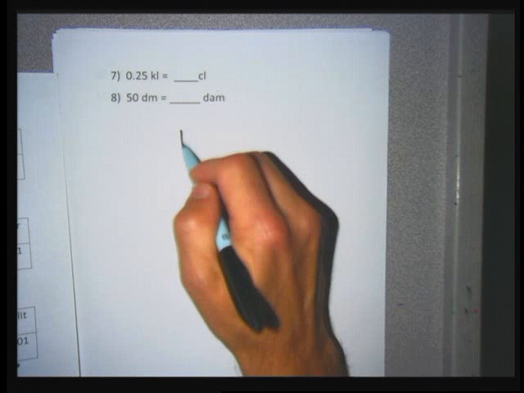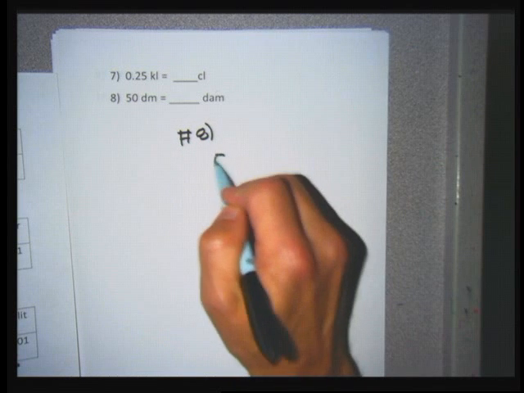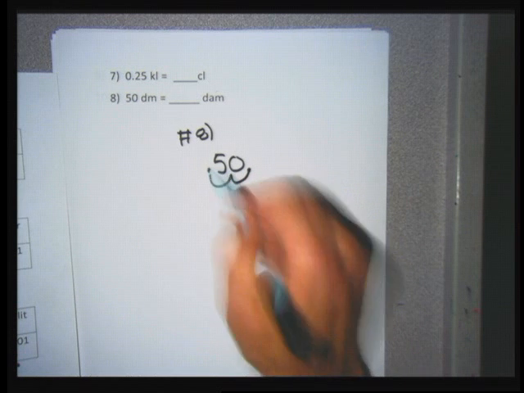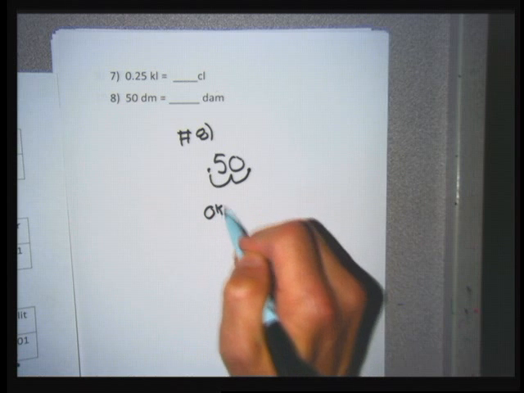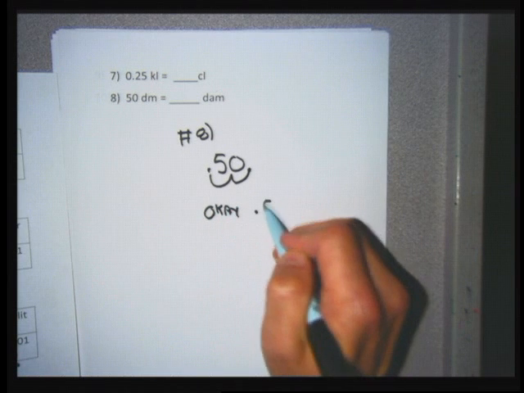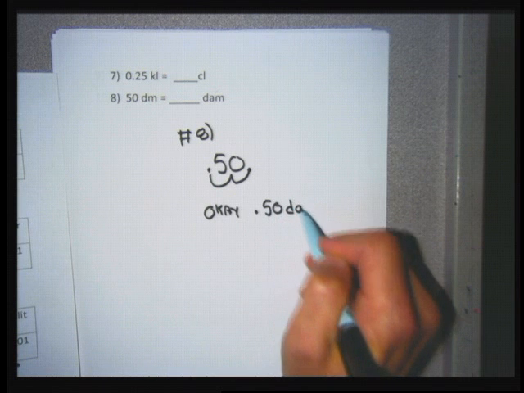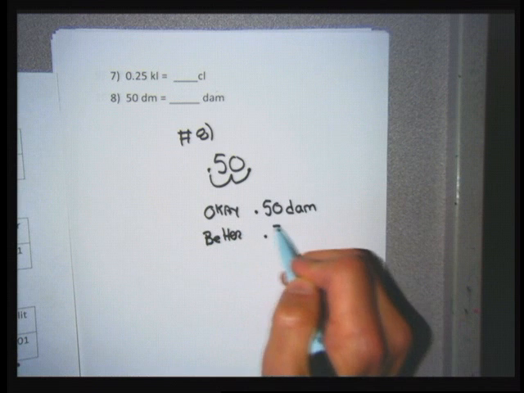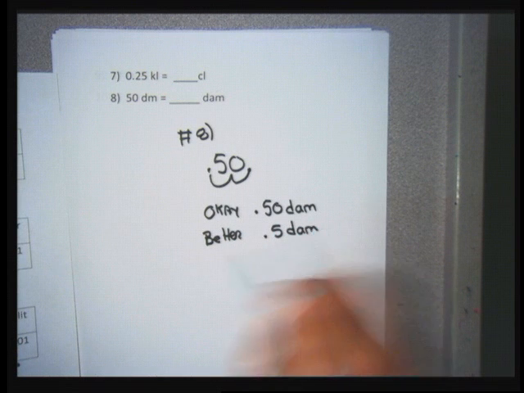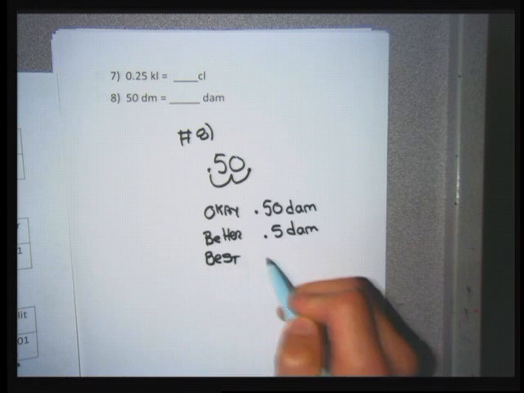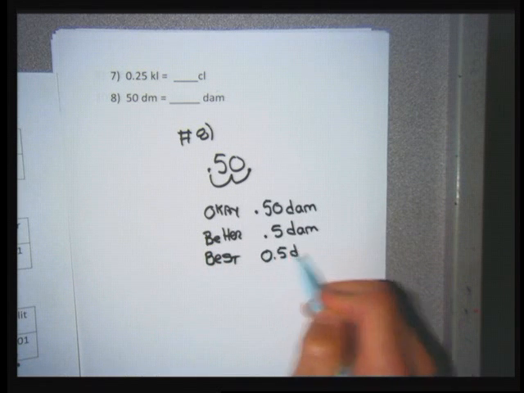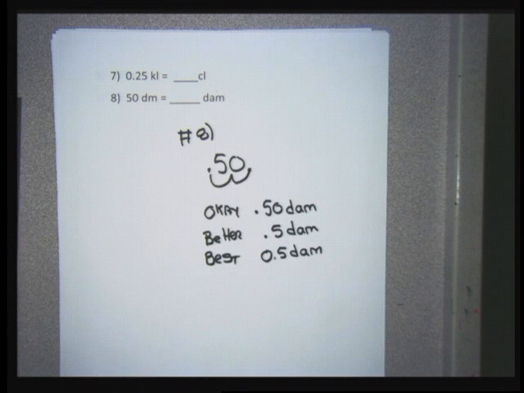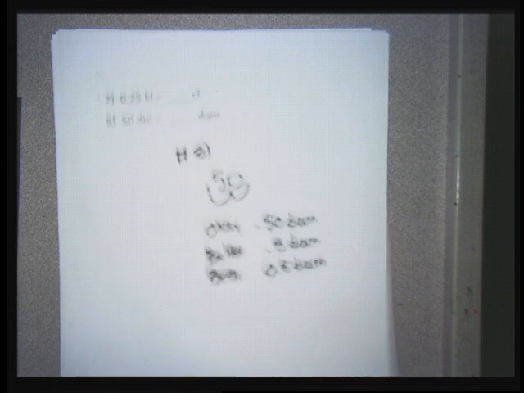So in number 8, my 50 decimeters, I'm going to move the decimal 1, 2 to the left. And again, I have different levels of answers. An okay answer would say 0.50 decameters. A better answer for number 8 would be 0.5 decameters, and the best answer would be 0.5 decameters. You'd get full credit for any of the 3 answers if this was a test question, but if you strive for the best answer, it's just never a bad thing.